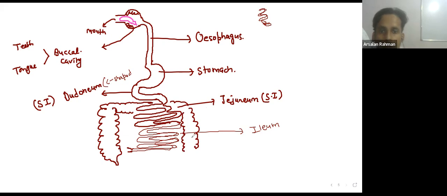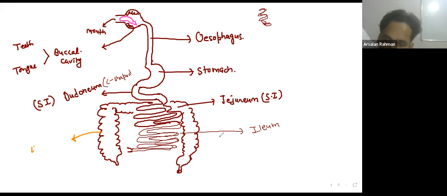This whole structure is called the large intestine. In the large intestine, there is a tube. Okay, first let me write. This is what, beta? This is the colon.